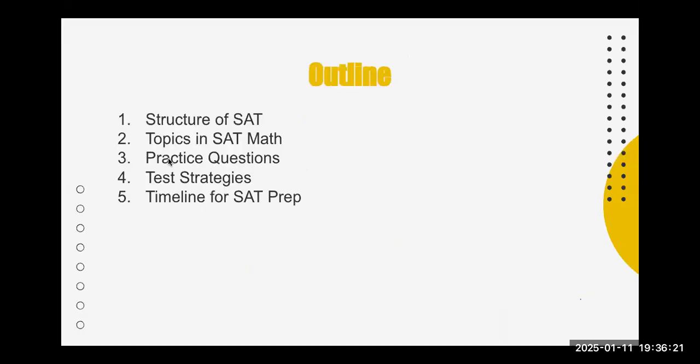Today we are going to introduce the structure of the SAT, topics covered in the math section, and we are going to do a few practice questions together. Then we'll talk about test strategies, and according to one of the parents' feedback from the Google form, I would like to also go over the timeline for SAT prep.